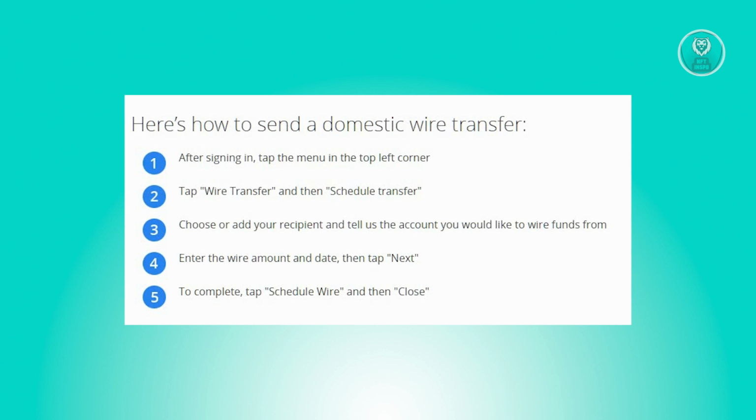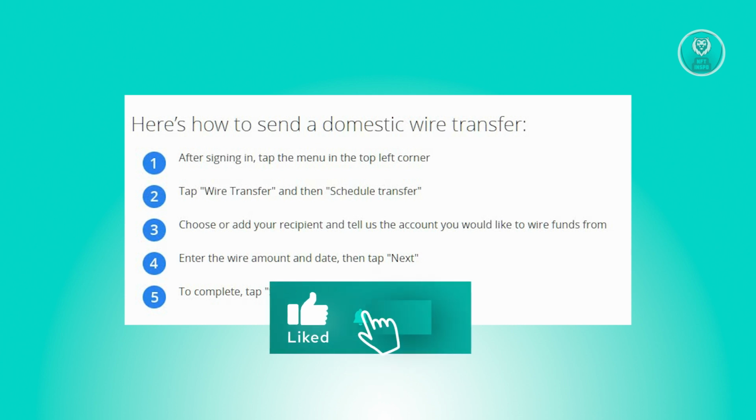First, log into your account and select the menu located in the top left corner of the screen. Tap on Wire Transfer and then choose Schedule Transfer. Identify or add your recipient and provide details about the account from which you intend to wire funds. Enter the wire transfer amount and date and proceed by tapping Next. Now, to finalize the process, select Schedule Wire and then Close.